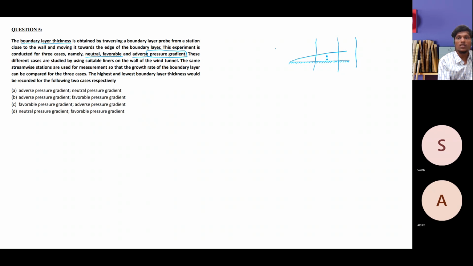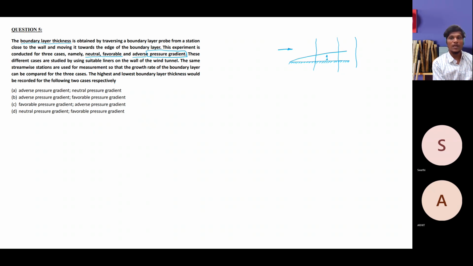Streamwise station means along your x direction, so they are maintaining the stations in the x direction. The location of measurements is not changing. Everything is maintained very carefully so that the comparison will be correct. In that condition, the highest and lowest boundary layer thickness would be recorded for the following two cases respectively.